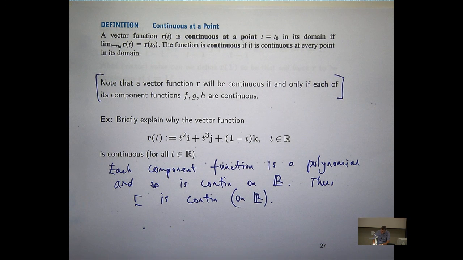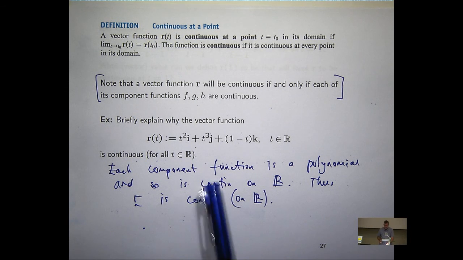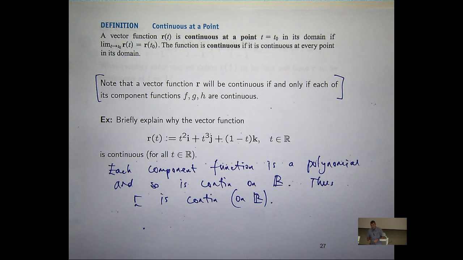Now, if you want to make a distinction, instead of just saying r is continuous, you can say r is continuous on the set of real numbers. In my opinion, it's good to say what sort of set you're talking about. Is it the whole domain, or just a point, or a set of points? That would be a perfectly reasonable answer to a question like that. You don't have to prove it. They're polynomial component functions.